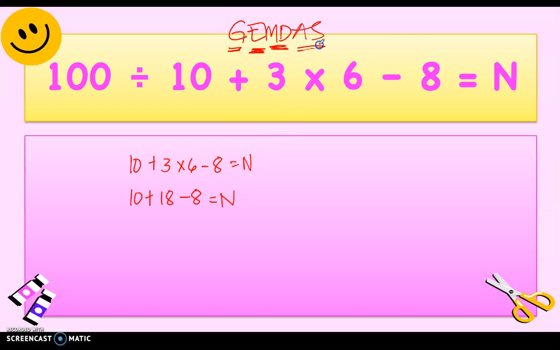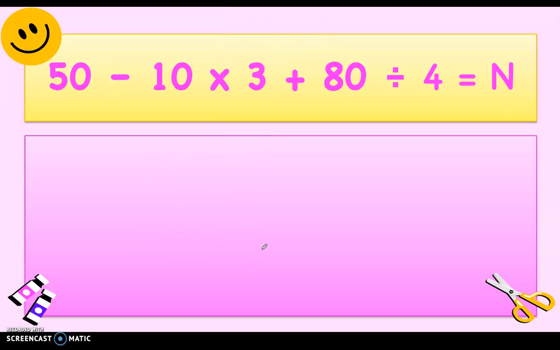So we perform addition or subtraction, whichever comes first. So we see that the addition comes first. So we perform this. 10 plus 18 is 28 minus 8. Then we can get the answer. 28 minus 8, which is 20. So that's the answer. Next, 50 minus 10 times 3 plus 80 divided by 4.